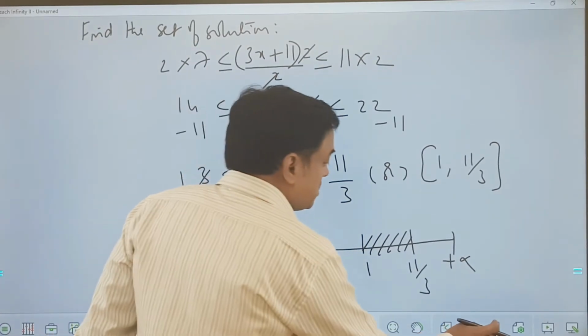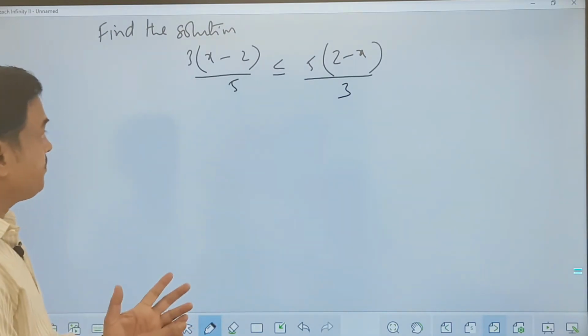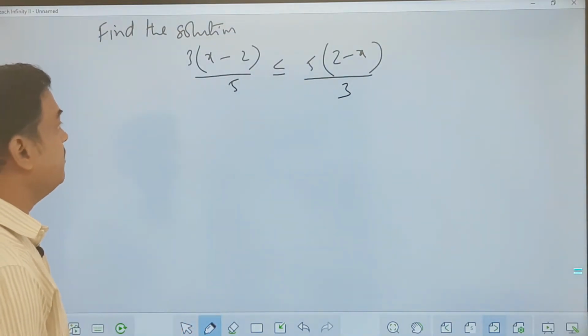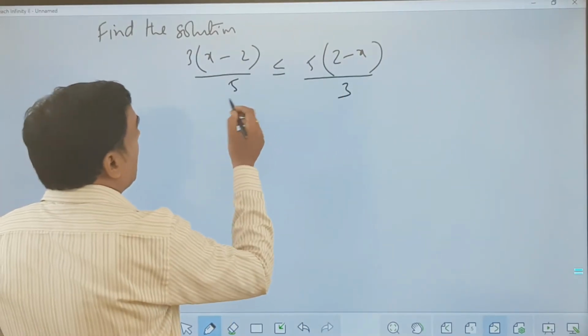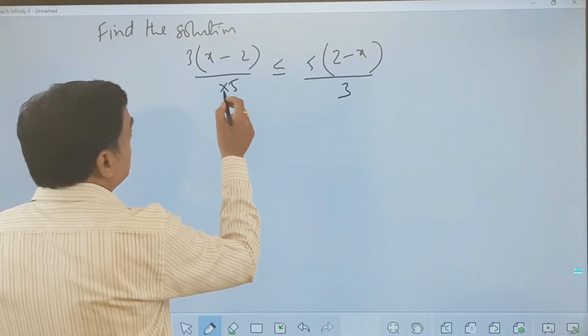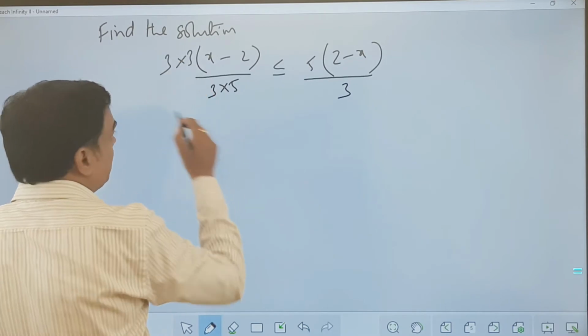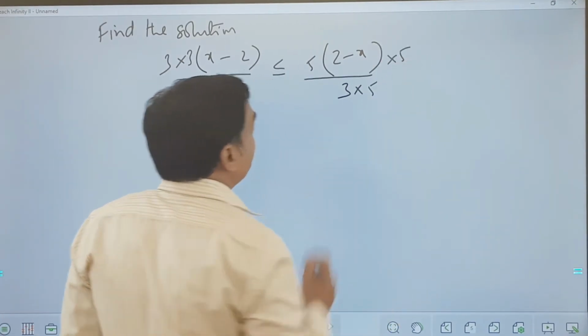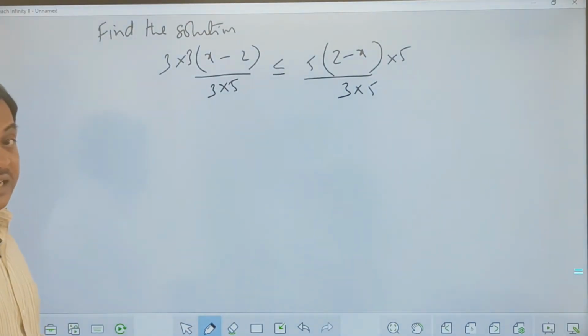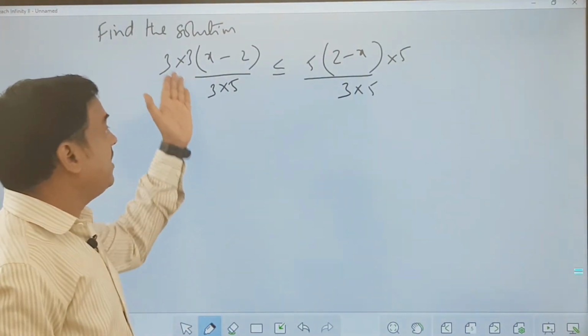Okay, so let's quickly take another one here. Seems to be like, I'll take what? In order to eliminate 5 and 3, I'll multiply here by 3 and 3. Here I'll multiply by 5 and 5. What happens? The idea is, I have multiplied and divided by 3.